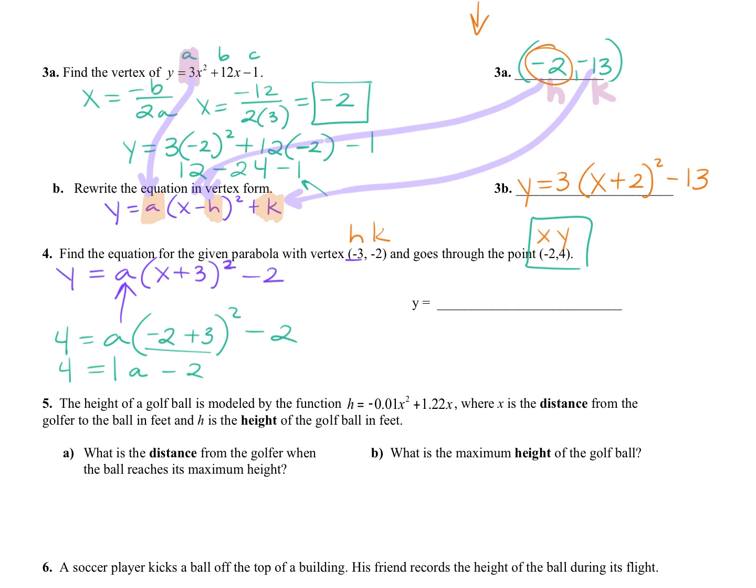But if it's a 2, put it in front of the a. If it's a 4, put it in front of the a, okay? So we add 2, and we get that a is 6. So what is our answer? y equals 6, and then in parentheses, x plus 3 squared minus 2. Right. Okay, so we take that 6, we drop it in here, and that's our final answer. So 6 times (x plus 3) squared minus 2.